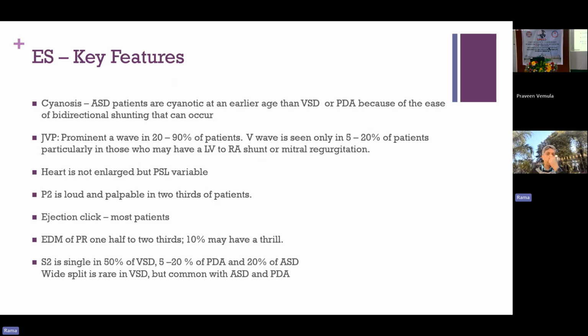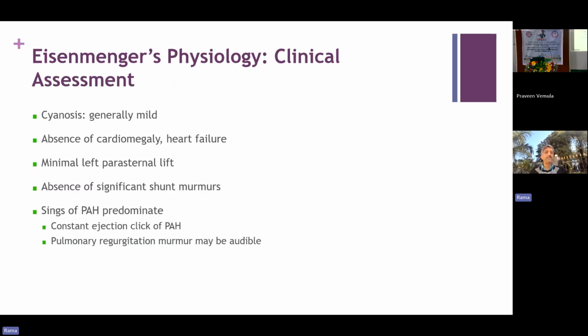V wave is rarely found. The heart is not enlarged in VSD and PDA Eisenmenger, except for ASD. We'll come to that later. The parasternal heave is also variable. P2 is loud and palpable in 2/3 of patients. Ejection click in most of the patients. EDM of PR is found in 1/2 to 2/3 of patients. 10% may have a thrill. S2 is single in 50% of VSD, 5 to 20% of PDA and 20% of ASD. Wide split is rare in VSD but common in ASD mainly.